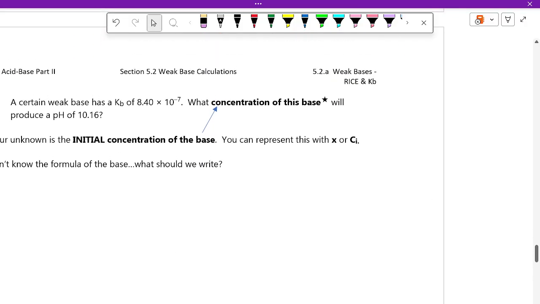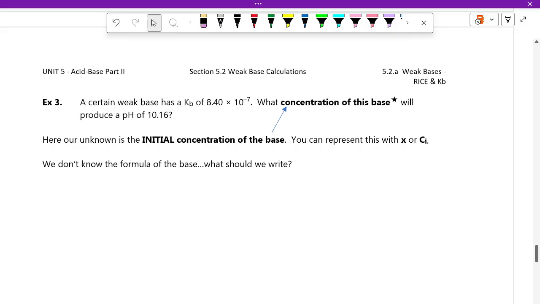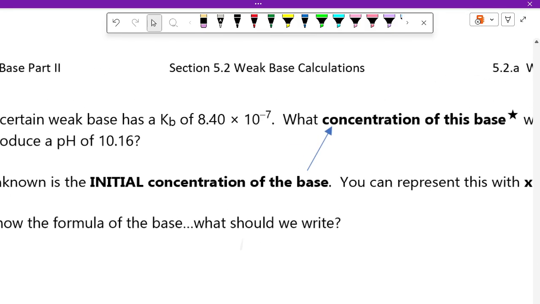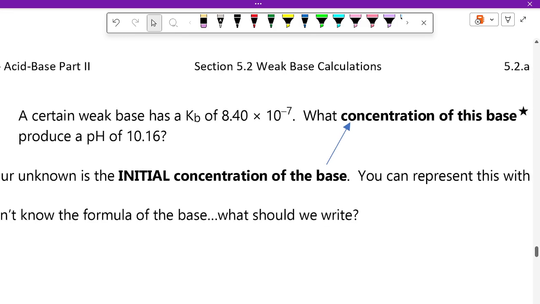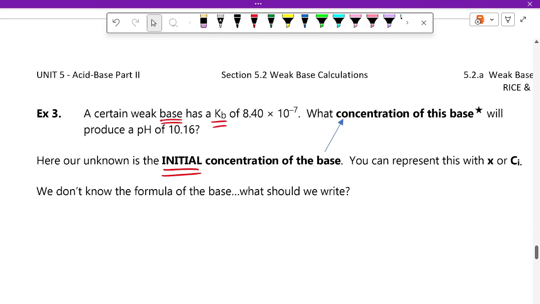Yeah, we have time for one more question. Let's finish this up. Oh, look. We have a certain weak base. It tells us it's a base, so that tells us we're using Kb. Oh, and it gives us a Kb. So let's use Kb. And it says, what is the concentration of this base? Do we mean the initial concentration or the equilibrium concentration? Initial concentration. And we have pH is 10.16.